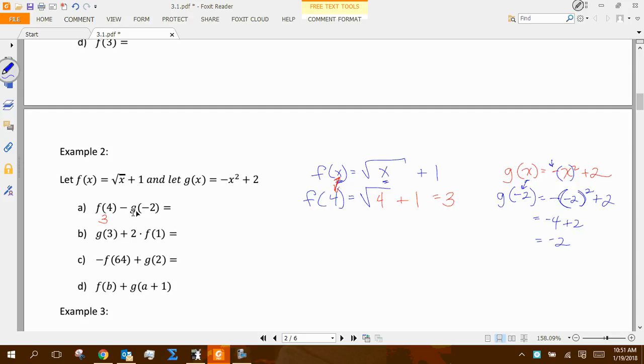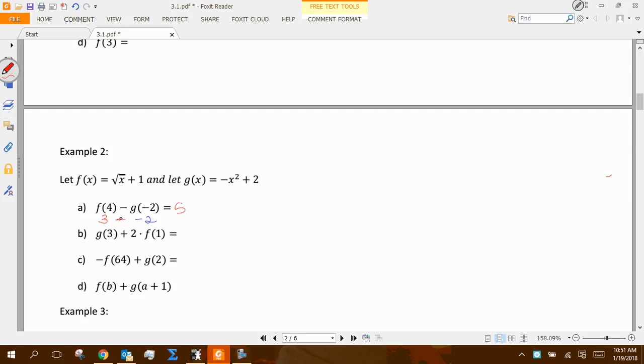So g of negative 2 is negative 2. What this is asking me to do is, can I subtract these things? Can I take 3 minus this? So 3 minus negative 2 actually turns into 3 plus 2, so we can evaluate that at 5. We'll do similar things for part B here. It says find g of 3 plus 2 times f of 1.